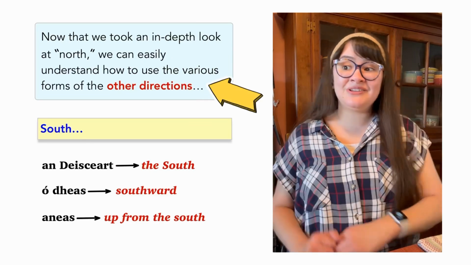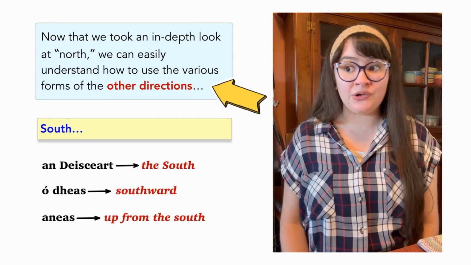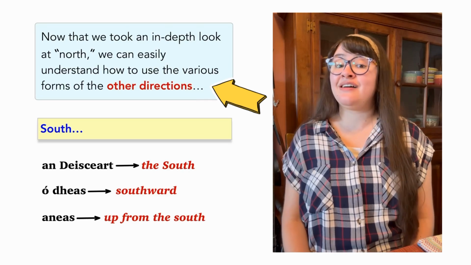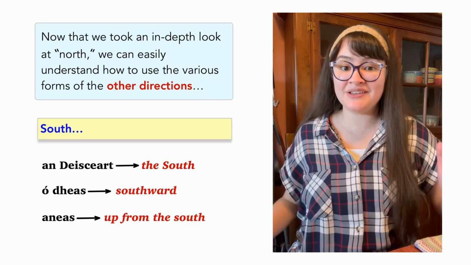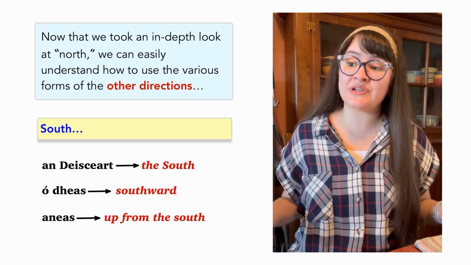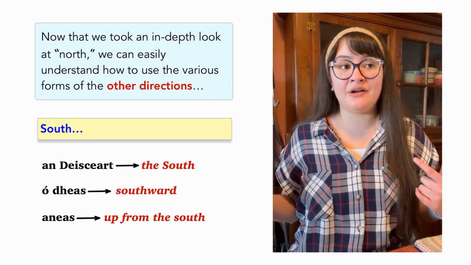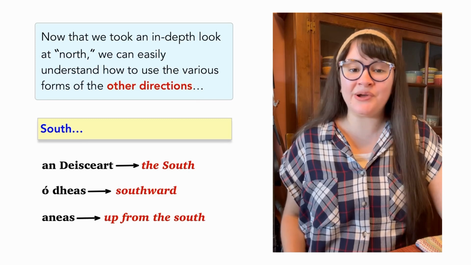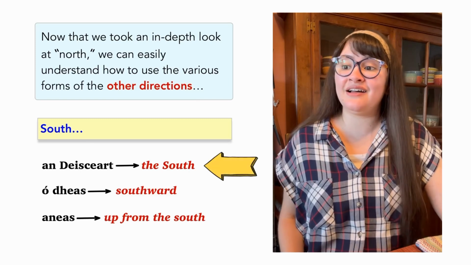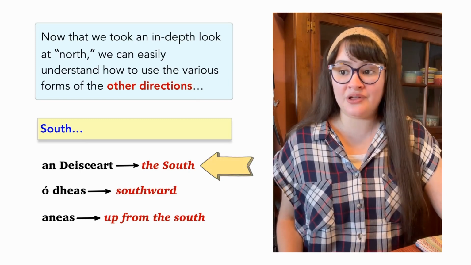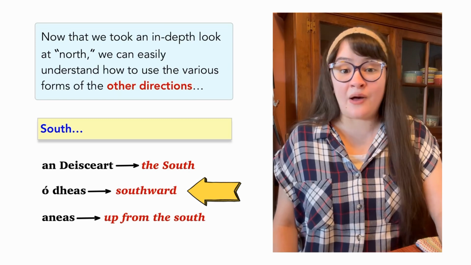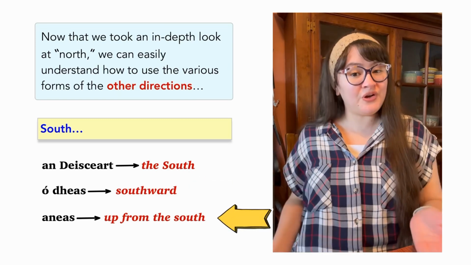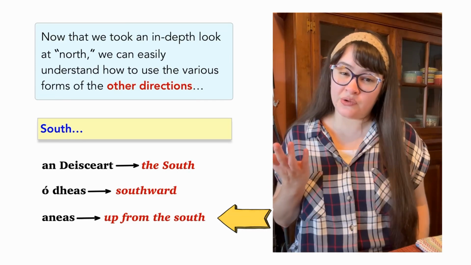So now that we took an in-depth look at north, we can easily understand how to use the various forms of the other directions. For these, I'm not going to give individual examples after each section, but there are going to be a group of examples after the rest of them. So the set of words for south now is Ajeshkyart, the south, Oyas, southward, and Anyas, which means up from the south, toward the north.